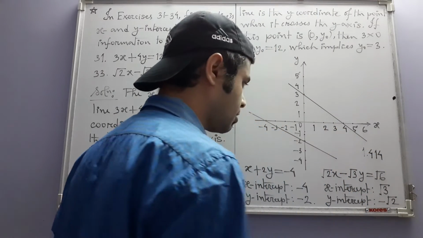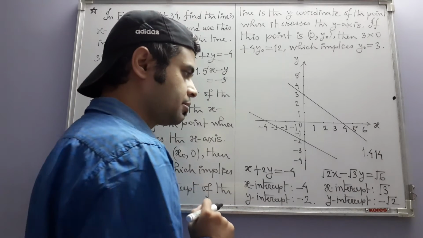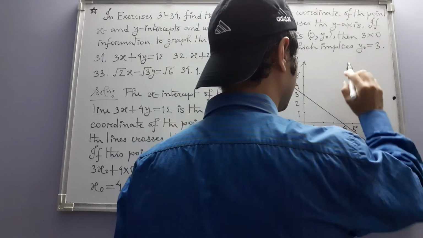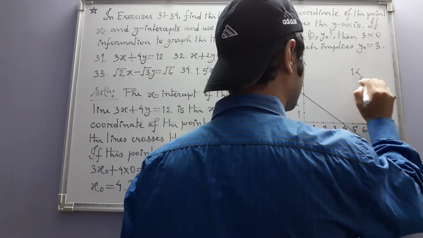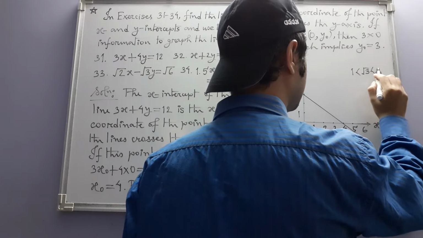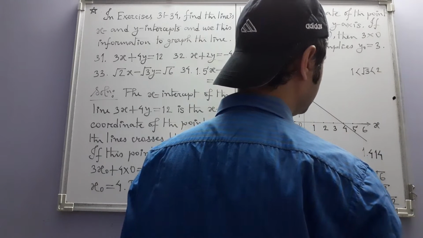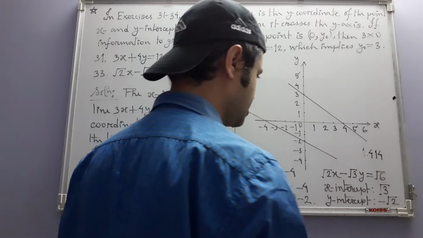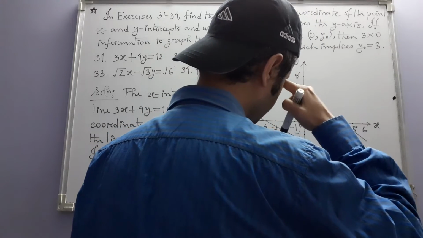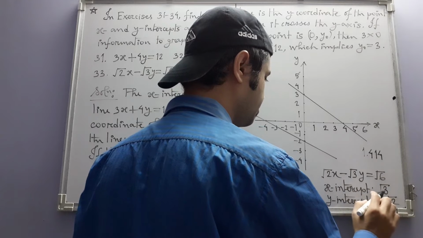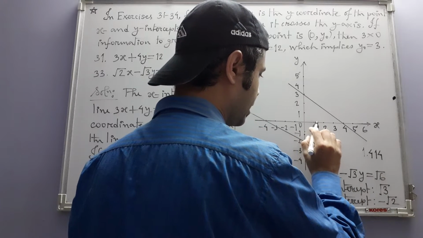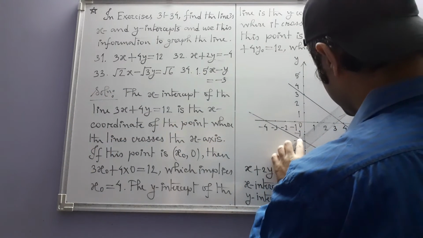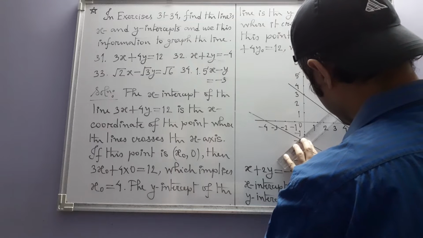So the line will cross the y-axis at this point, and the x-intercept is square root of 3. Is it also lying between 1 and 2? Yes, it is. It also lies between 1 and 2, although the value will be somewhat different. I don't remember the value exactly. It's 1 point something, that is for sure. So it will lie here somewhere. And this line is like this.